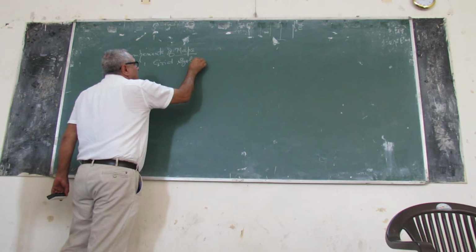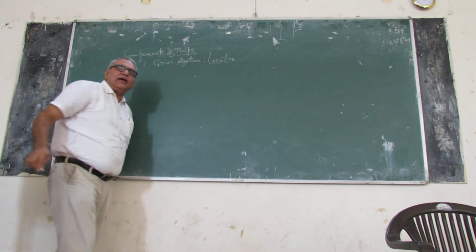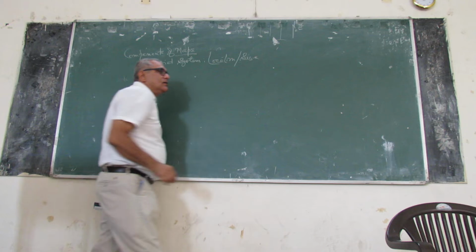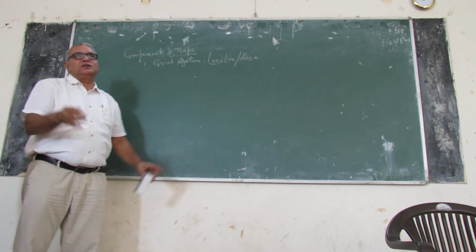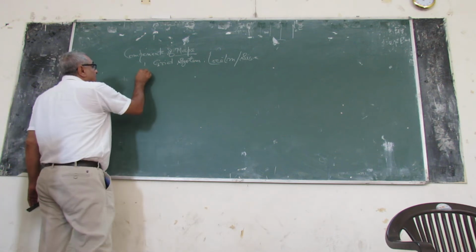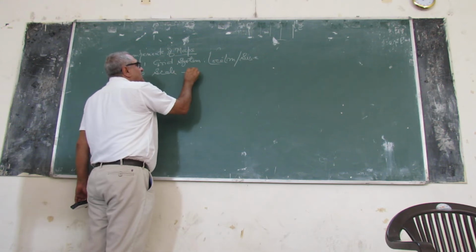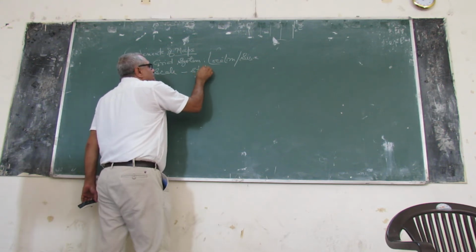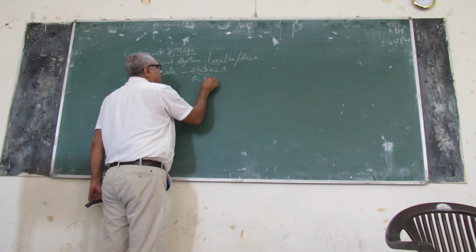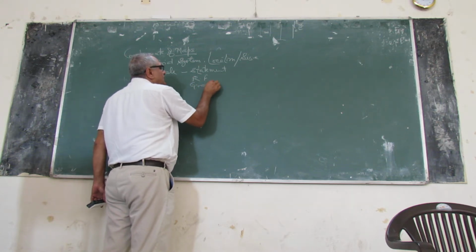The grid system determines the location and the extent, the size of the map, whether it is small or big, or continental, or the entire globe. Second is the scale. Every map has a scale. Scale may be a statement, scale may be RF, representative fraction, and scale may be in graphical presentation.